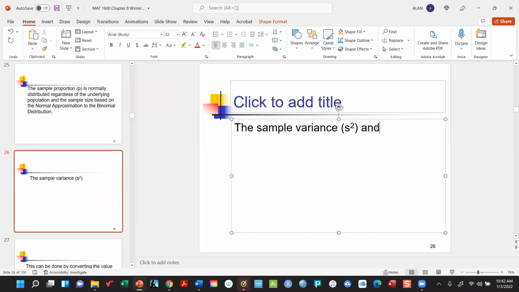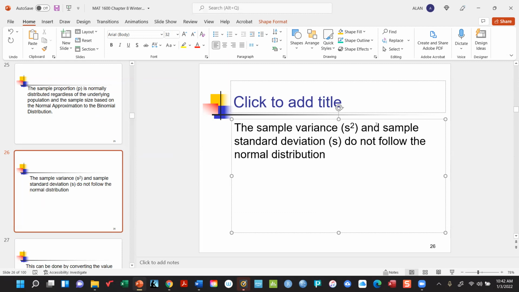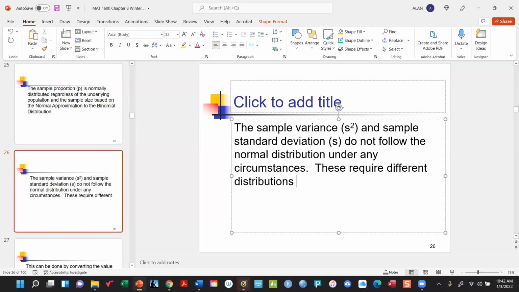And sample standard deviation do not follow the normal distribution under any circumstances. These require different distributions. Okay, now those distributions we will not be covering in this class. So you will not run into this again unless you take a more advanced statistics course.